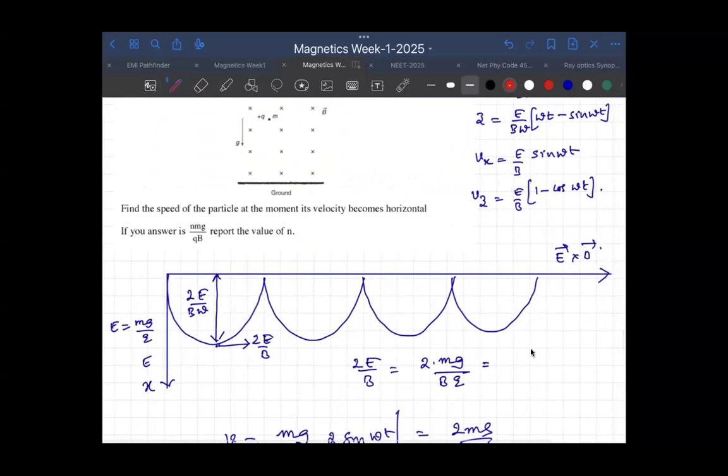This case is the same as you can see here. This is the direction of E. In the place of mg, you take qE. In the place of mg, you try to take this thing. Right. Next.